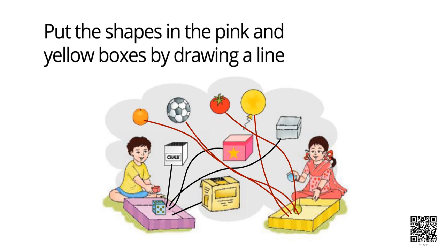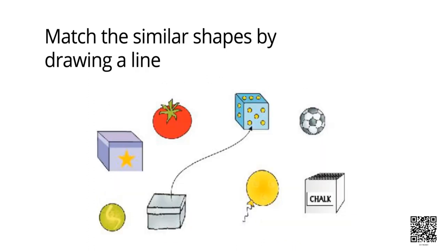And how many spherical things are here in your box, in the yellow box? Show me. Oh, good. So, an orange ball, tomato, balloon. Very good. You have a lot of things. Now match these similar shapes by drawing a line, like I have done for you. This dice is like this box. So I have drawn this line.